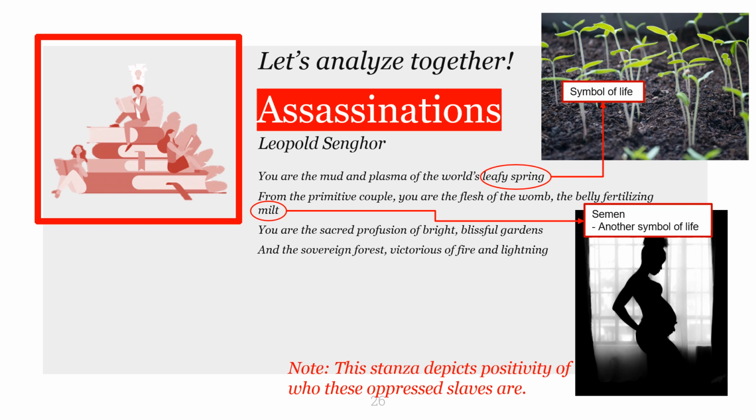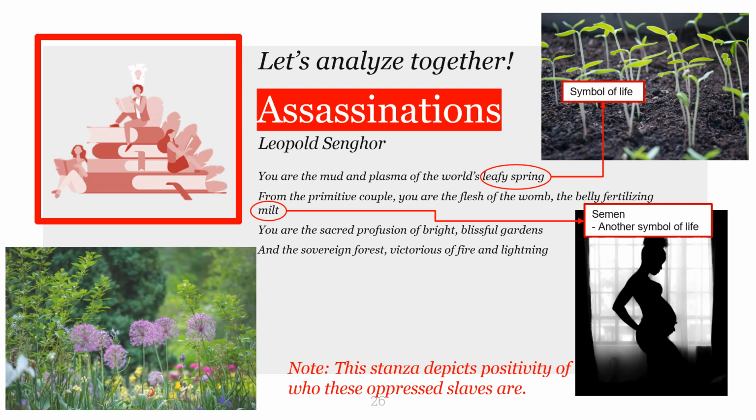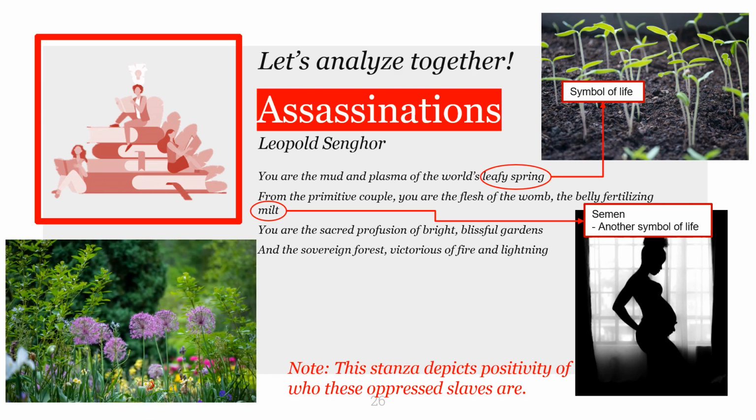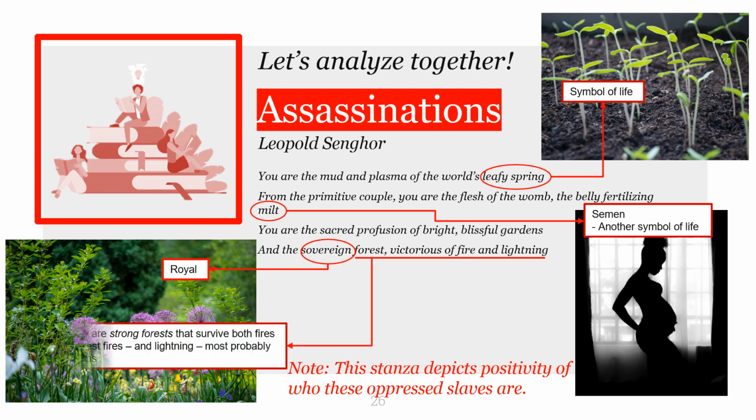You are the sacred profusion of bright, blissful gardens. When you say profusion, it's a mixture of beautiful gardens. And you are the sovereign forest, victorious of fire and lightning. When they say sovereign, it means royal. So they are considered strong and victorious of fire and lightning, meaning the forests still stand despite going through fire and going through lightning. So they have survived both forest fires and lightning or storms, which is a symbolism of the abuses that they have experienced.